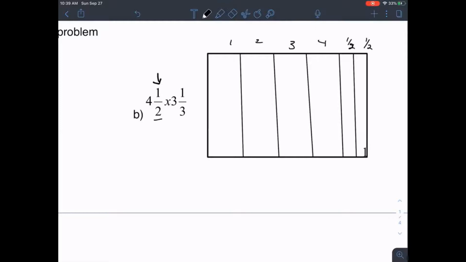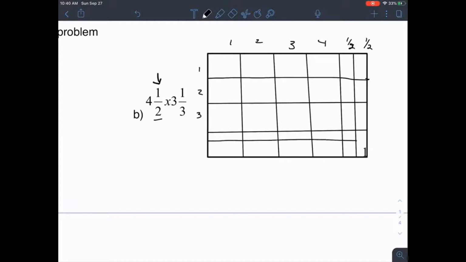So now the rows, we need to divide it into 4 because we know it's more than 3 but less than 4. So we're going to split it into 4. So we've got 1, 2, 3. Excuse me, this is going to be divided into thirds. And we've got 1/3 here, 1/3, 1/3, 1/3. These are halves. These are all full units.